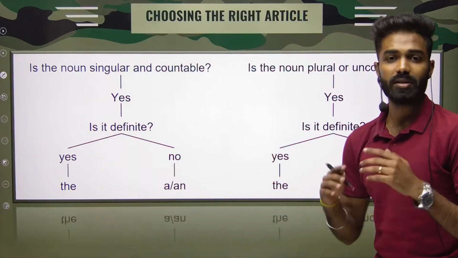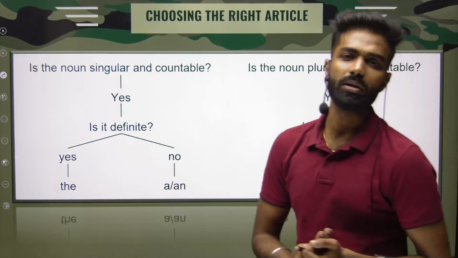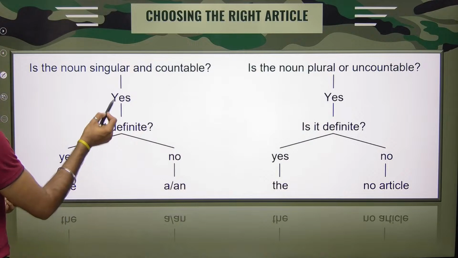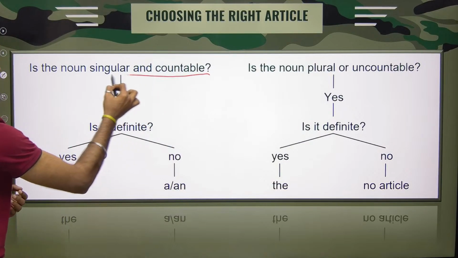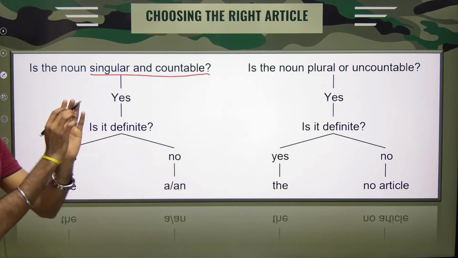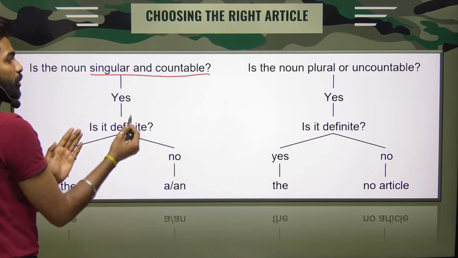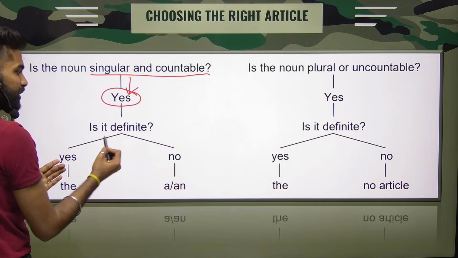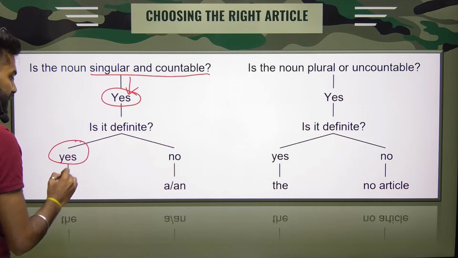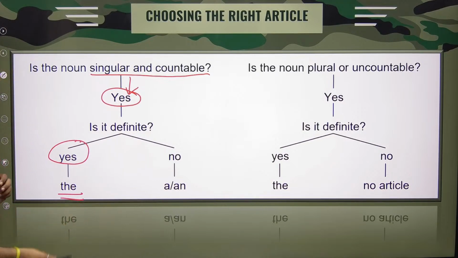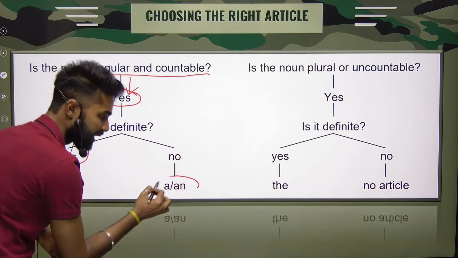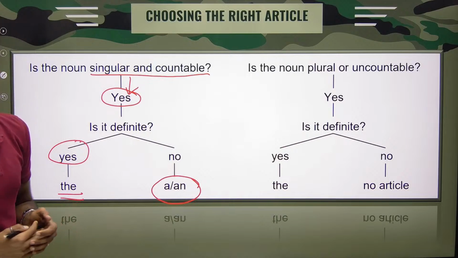All right. So this is how we will be identifying whether to use an article or not. Very simplified one. First, you will ask whether the noun is singular and countable. If it is singular, then you will ask, is it definite or not? If it is definite, then I will be using the. If it is not definite, if it is indefinite, then I will be using a or an.